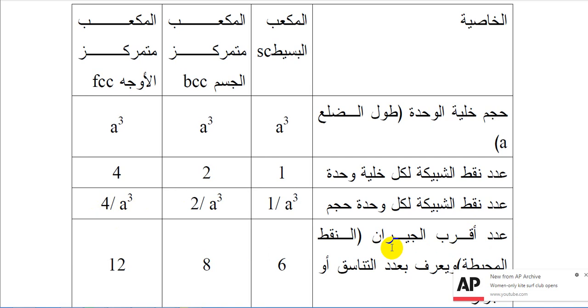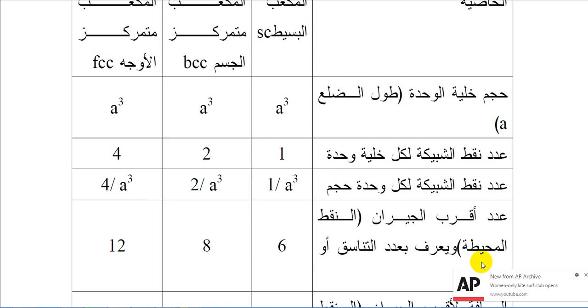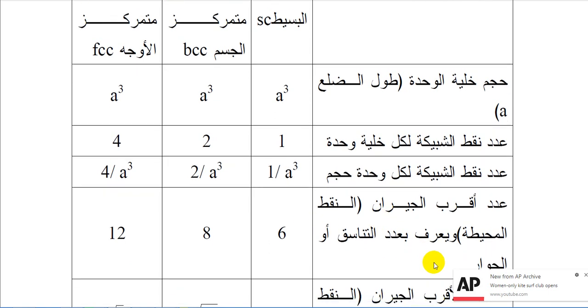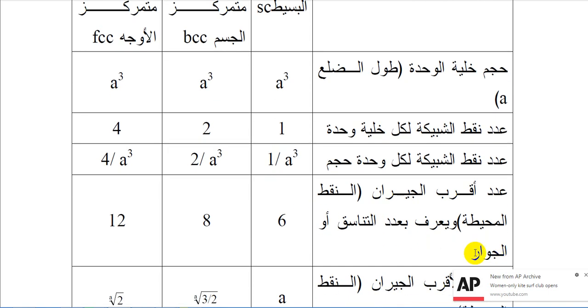The closest adjacents. As you can see in front of you, the surrounding points are denoted as the coordination number or the adjacency. يعني عدد أقرب الجيران، النقاط المحيطة بالمكعب بالأركان، the cornerized points, يعني النقاط في الأركان. ويعرف بعدد التناسق أو الجوار.